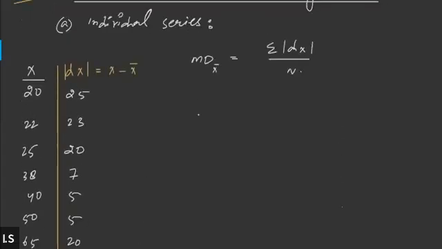Now we will put this value into the formula. 160 divided by number of items, which is 9. So the answer will be 160 divided by 9. So 17.77 will be the answer if we calculate this question by the mean method.